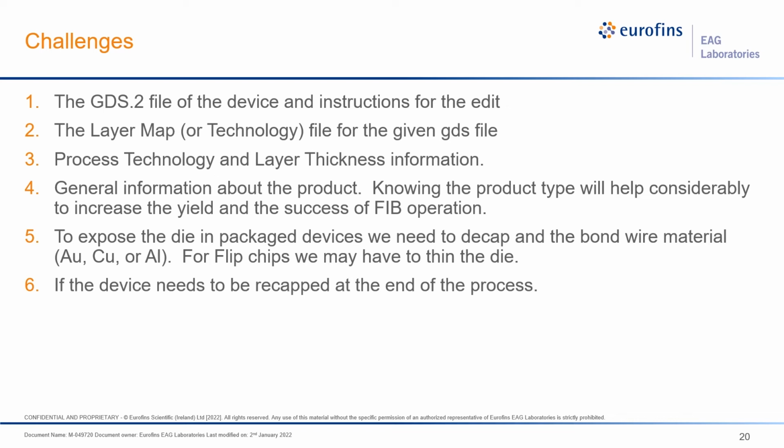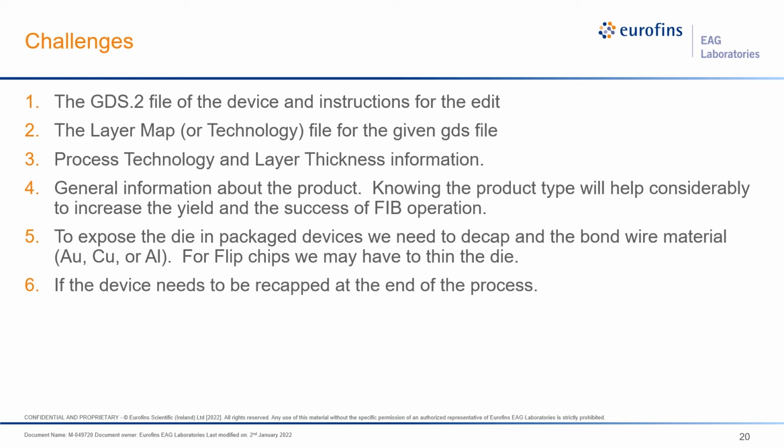Now, we do need to expose the die in packaged devices. On a wafer or a flip chip, we do need to have access to that silicon, but on a wire bond device, we do need to access that front side. And in doing so, we need to remove the encapsulant, but we don't want to damage your bond wires most of the time. Those bond wires are gold, copper, or aluminum, and depending on which one it is, we have different decap processes. So we'll need to know that ahead of time.